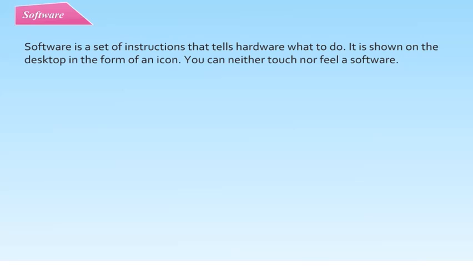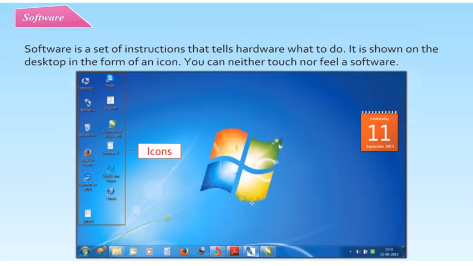You can neither touch nor feel software. You can just visualize the effect of the software on your screen, or you can see the way the computer is performing a job. Now, software is further classified into two categories: application software and system software.